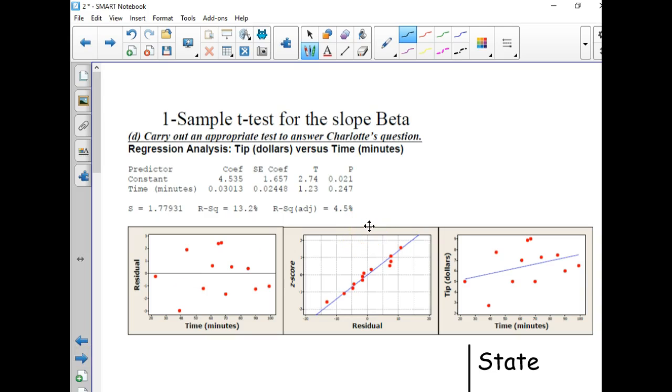And I just recopied everything I believe that we have onto the next page so I don't have to flip back and forth. But now what we're going to do is instead of a confidence interval, we're going to do a test. And we have one, yes. Is this another cutout? No, this is all the same information. I copied it onto the next slide so I can still see and I don't have to go back and forth. Do you have part B on here? No. Okay, just write down a one sample t-test for slope beta. And part B says carry out the appropriate test to answer Charlotte's question. So this is all the new stuff for you guys right now.